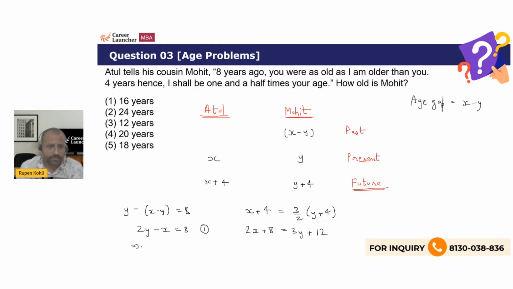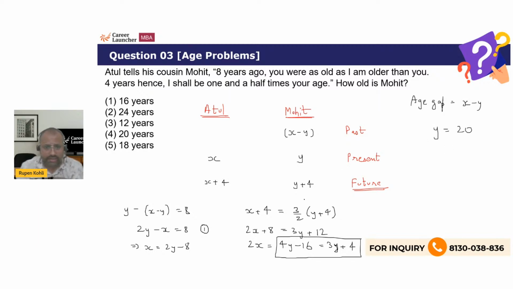From here, we can substitute X to be equal to 2Y minus 8 in that equation. So we're getting 2X equals 3Y plus 4. And 2X from here can be written as 4Y minus 16. And from here, 2X is coming to be equal to 3Y plus 4. So I guess I'm getting Y to be equal to 20 from here. This is the equation. Finally, I've got, you can see I'm getting Y to be 20.